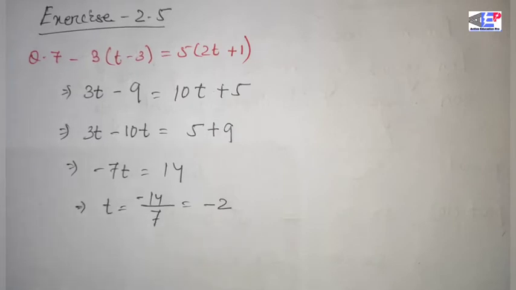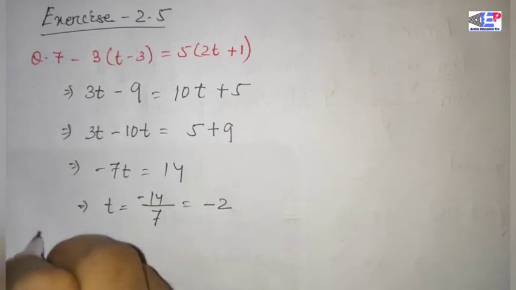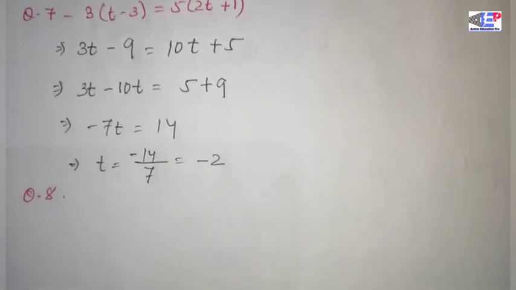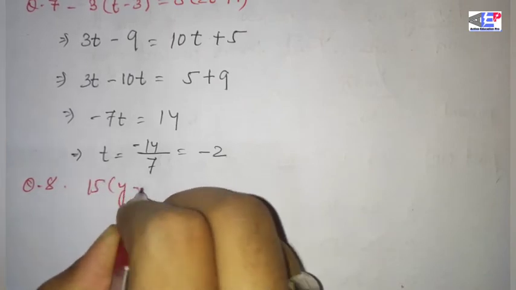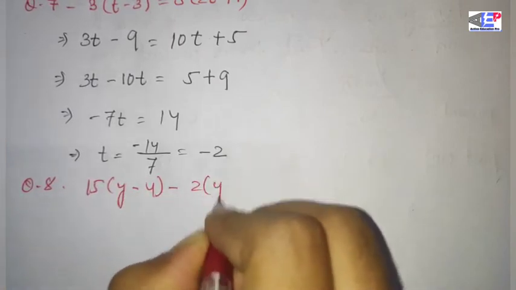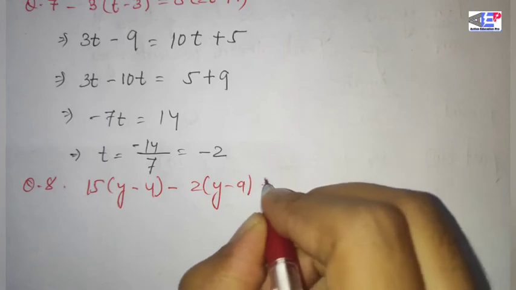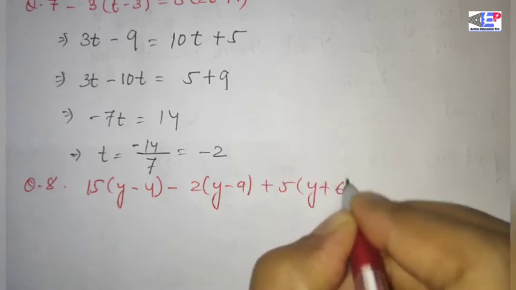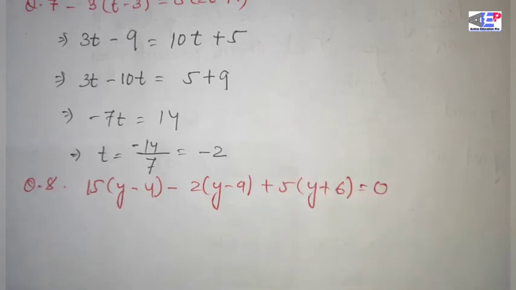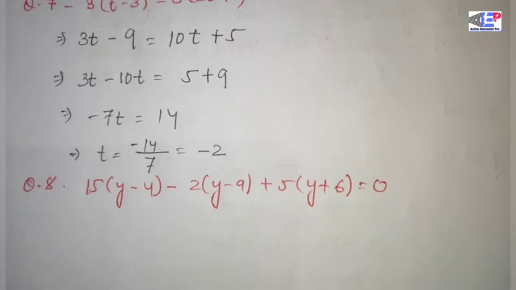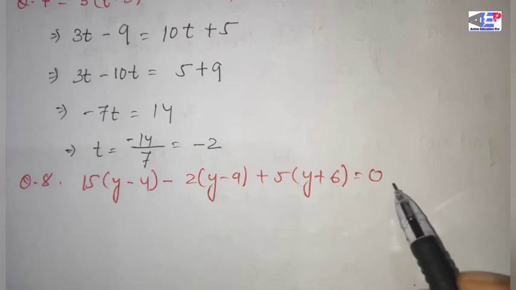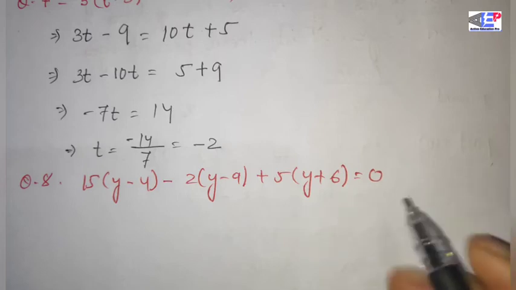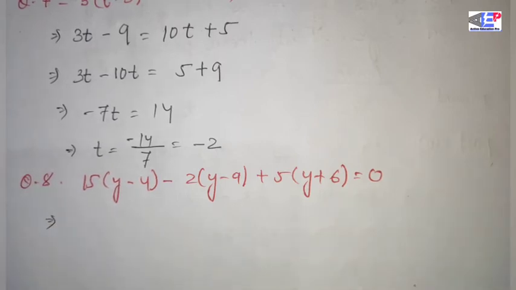So now let's move to the next question, question number 8. 15y minus 4(y minus 2) minus 2(y minus 9) plus 5y plus 6 is equal to 0. Let's see the question. On our right side it contains only 0. No variables, no constants, only simple 0. So here we have to solve only the left side.